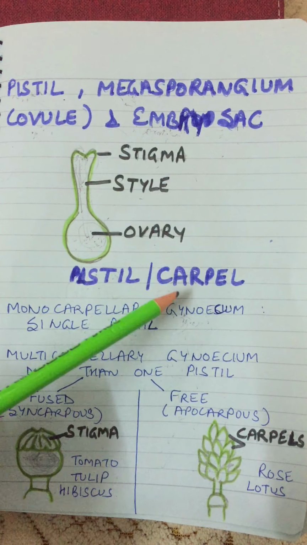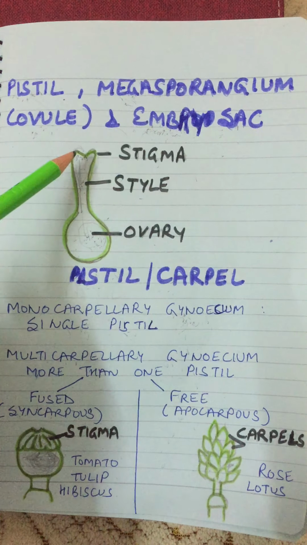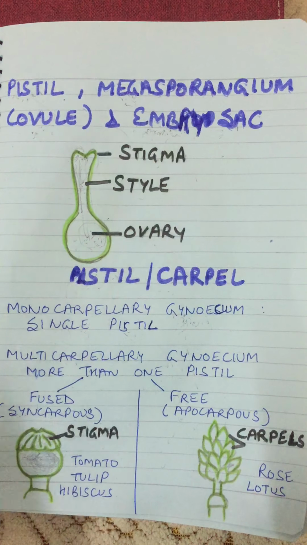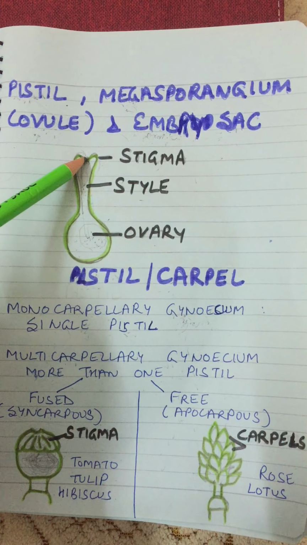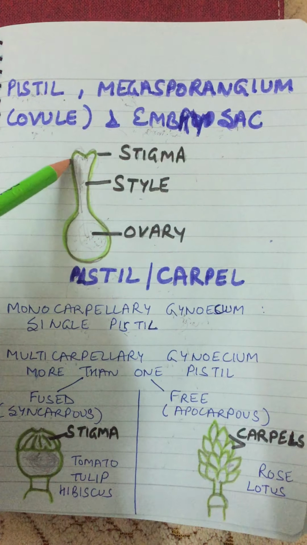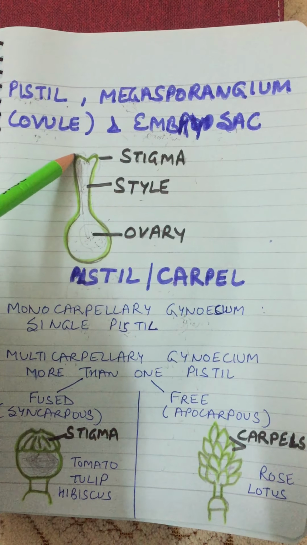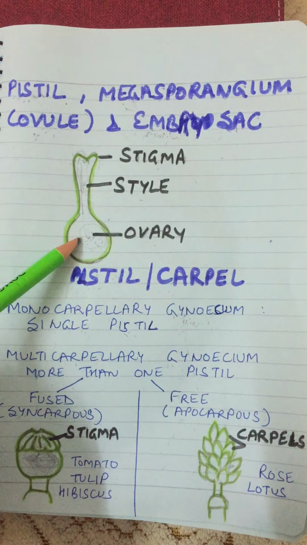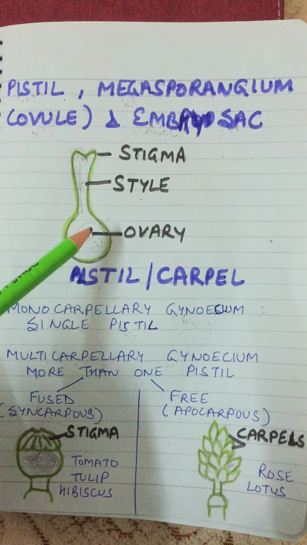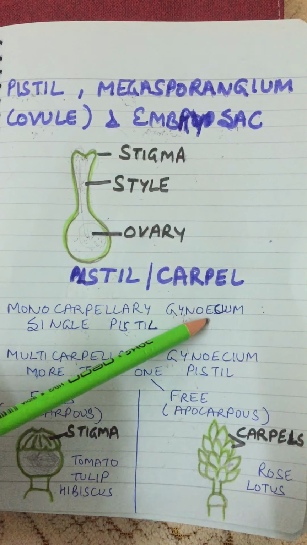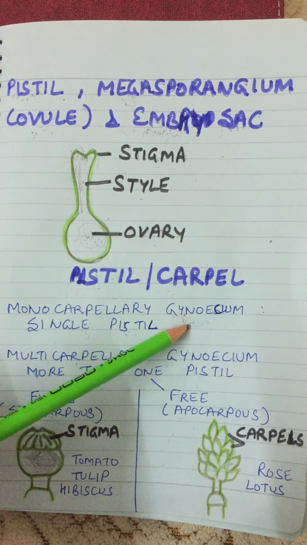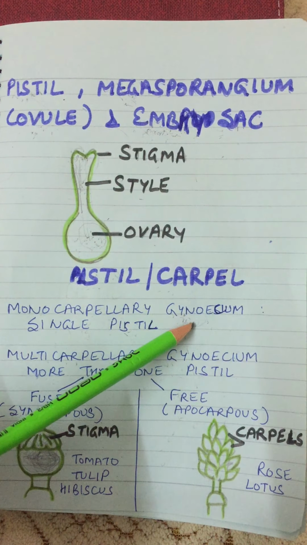Parts of the pistil or carpel, as you all know, are stigma, style and ovary. Stigma is the landing platform for the pollen grains. Style is the elongated part next to the stigma, and ovary is the basal bulged part of the pistil. The female reproductive part of a flower is called gynoecium.